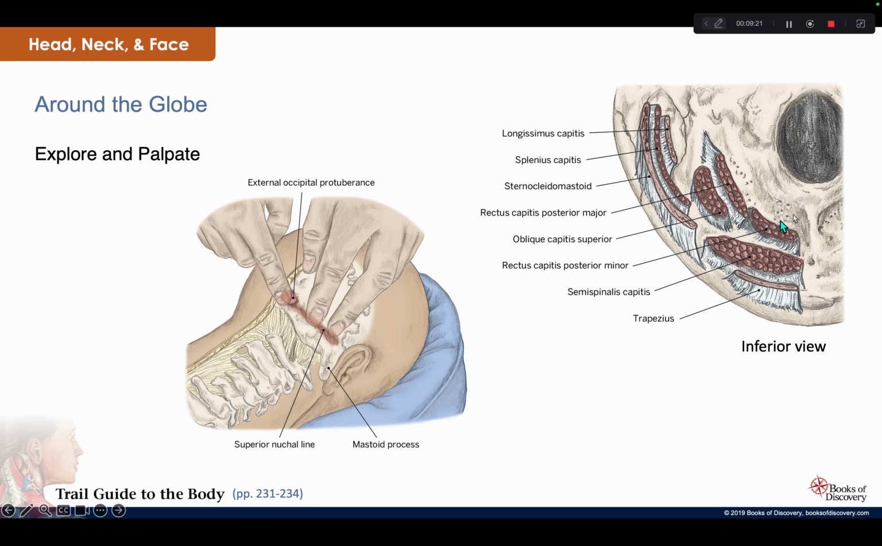And then the inferior view, if I were looking at your skull from below, this is actually all the attachments for all of these muscles, right? You have your capitis muscles, your SCM, rectus capitis, so suboccipital muscles, and trapezius. This is why it's so important to do work on the base of the skull, because of all these muscles that can cause tension and might refer pain up to the head, the shoulders, or even the neck.